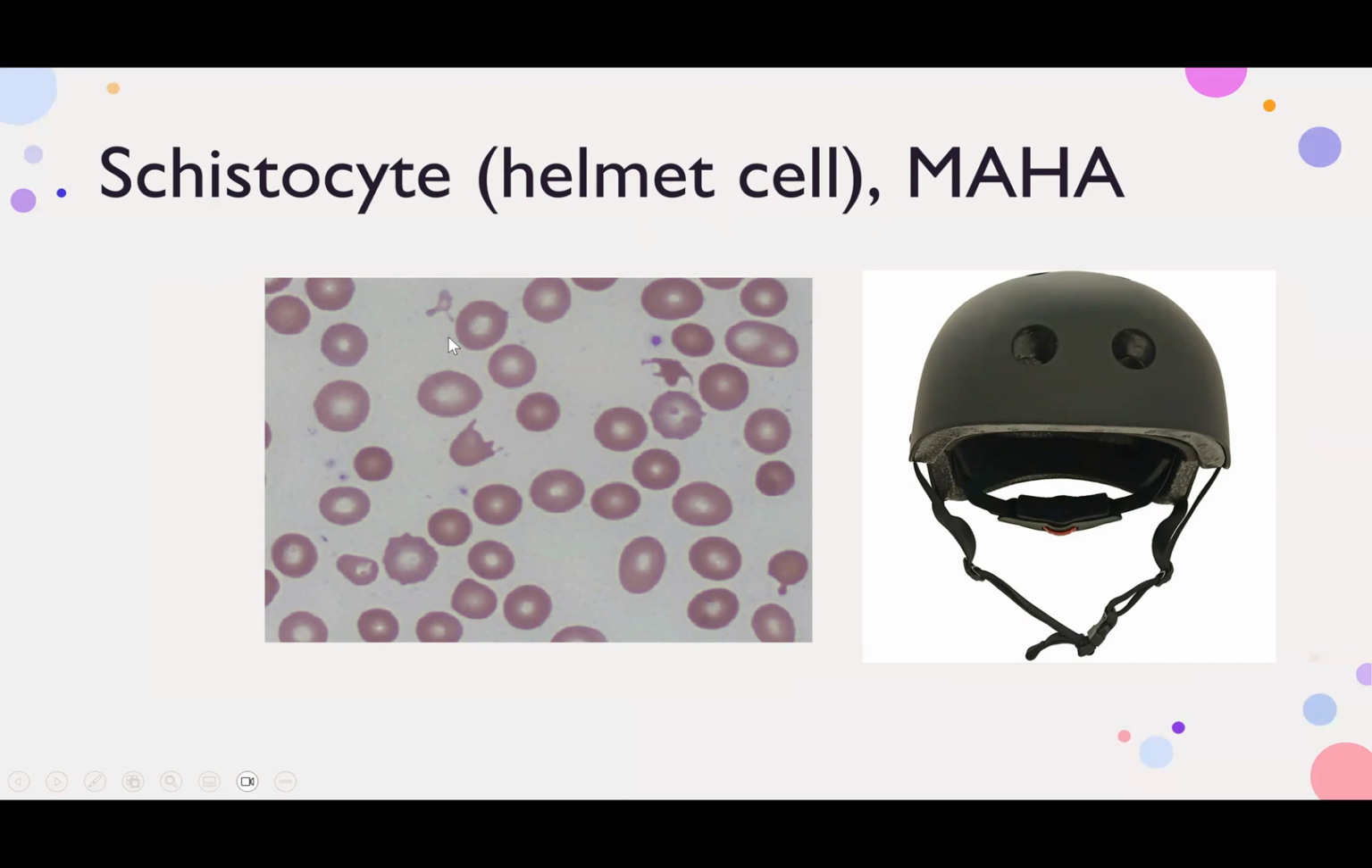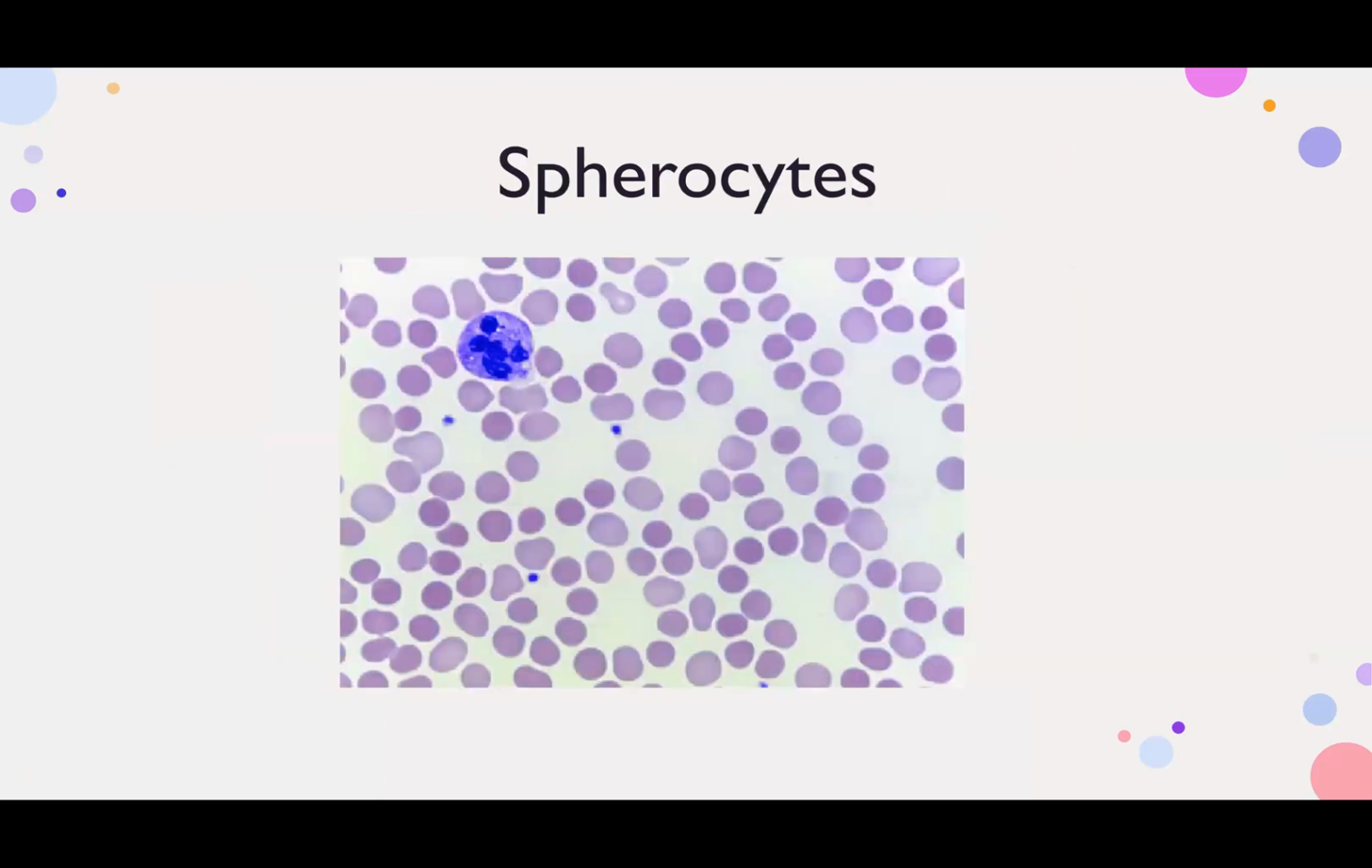This one is fragmented RBCs that we see in microangiopathic hemolytic anemia and in macroangiopathic hemolytic anemia, like DIC, TTP, HUS. Those are microangiopathic hemolytic anemia. And the macro ones, we said aortic stenosis and mechanical valve. Now spherocytes, we see this picture in two conditions. Number one, hereditary spherocytosis. Number two, warm autoimmune hemolytic anemia.